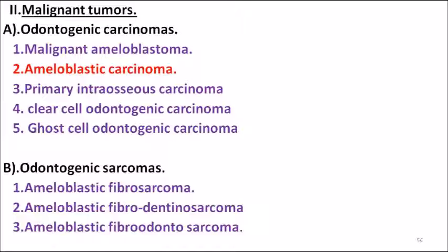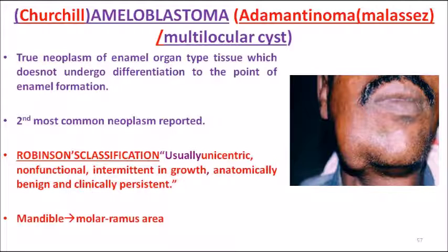Then the second subdivision, that is odontogenic sarcoma. In that, the malignant variety tumors, the parental origin is mainly from the connective tissue, as I told you. So it includes ameloblastic fibrosarcomas, ameloblastic fibrodentinosarcomas, and fibro-odontosarcomas. So whatever I have given in reading, only that is important from the MCQ viewpoint. Okay. Now coming on to the first one, that is ameloblastoma.